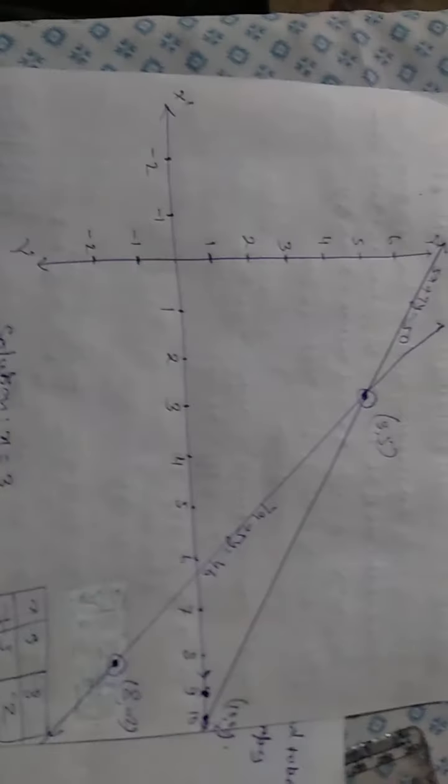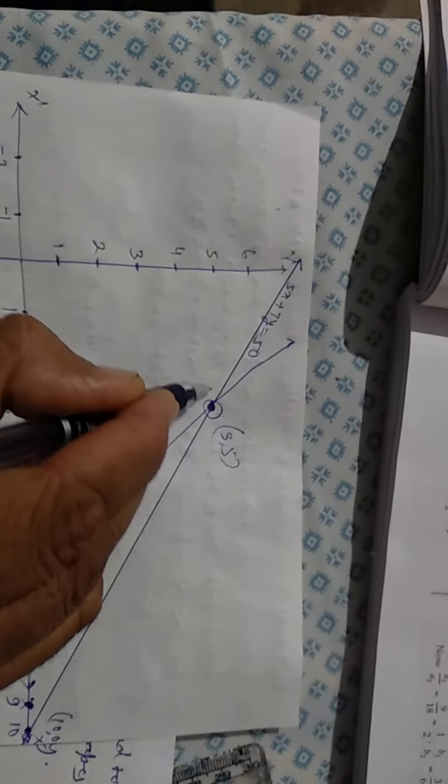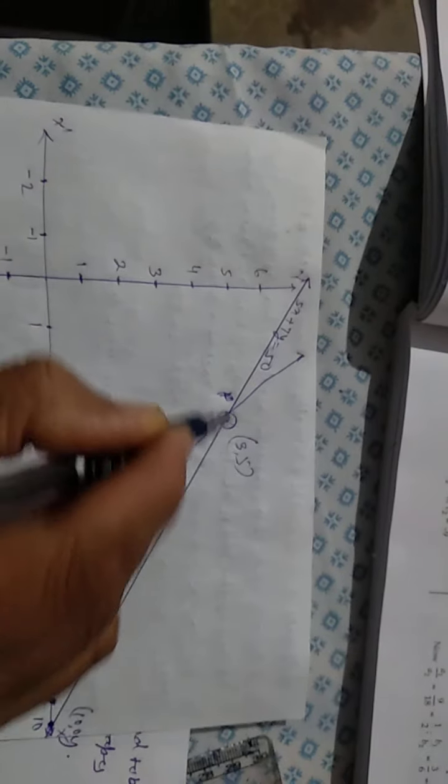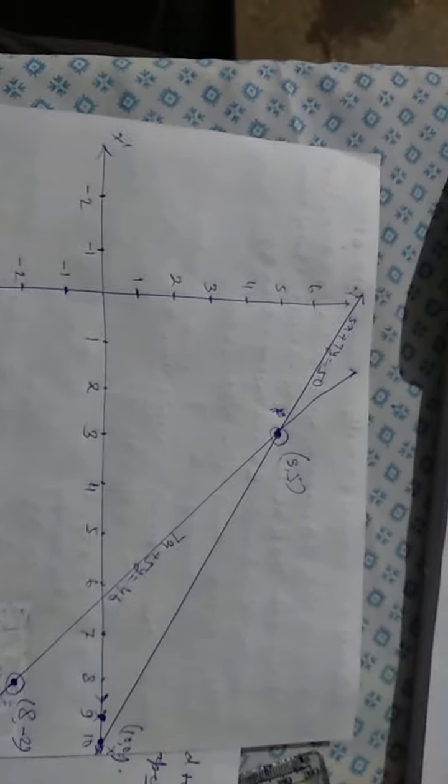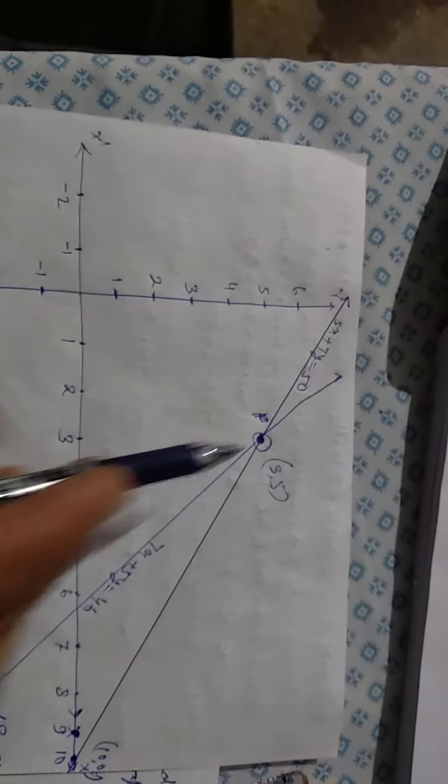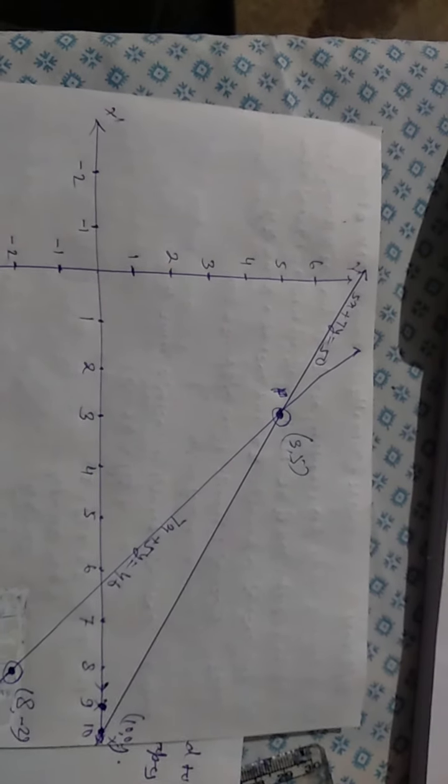This is the graph of the second equation, 7x plus 5y is equal to 46. Now these two graphs intersect at this point. Suppose this point is P and its coordinate is (3, 5). That means x equal to 3, y is equal to 5. It is the solution. What is x?